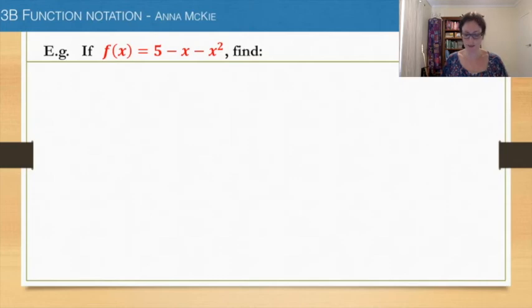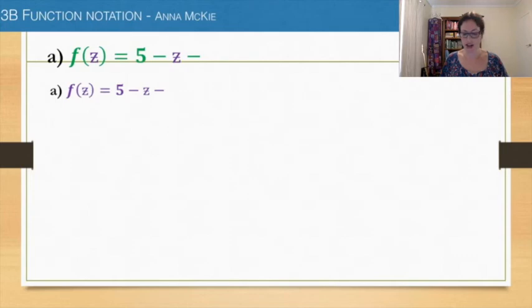All right, let's get into some examples. If our function is this, 5 subtract x squared, find f of z. All that's telling us is that where we see an x, because that's how the function was written, we're going to substitute in a z. We substituted in numbers before, this time we're substituting in a z. This is getting practice for some slightly harder ones. So you write out your function, and where you see an x, you're now putting in a z.